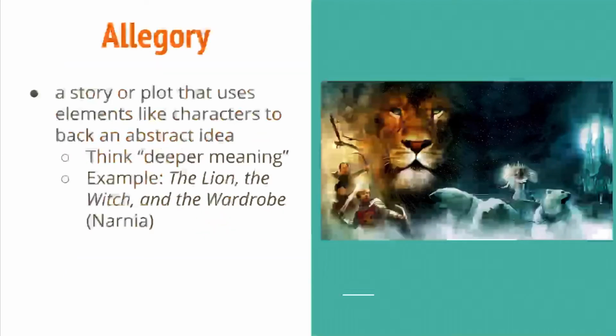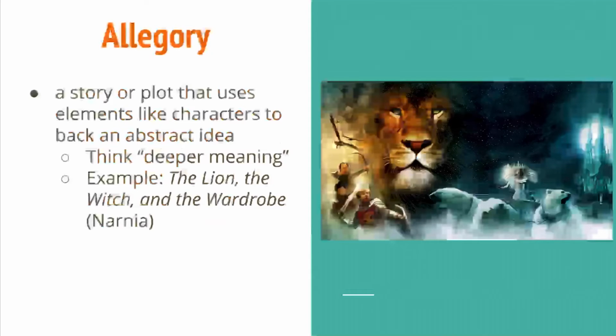Our first literary device is an allegory. An allegory is a story or plot, so the entire narrative, that uses elements like characters or even themes to support an abstract idea. These abstract ideas can be very moral ideas, so for example, freedom, loyalty, friendship, etc. And when anybody says an allegory, what I think of is a deeper meaning. So the entire story has a deeper meaning to it. And when people say this phrase, it often means that rather than the literal sense of the story, it refers to something that's more important, something that we can relate to in real life.